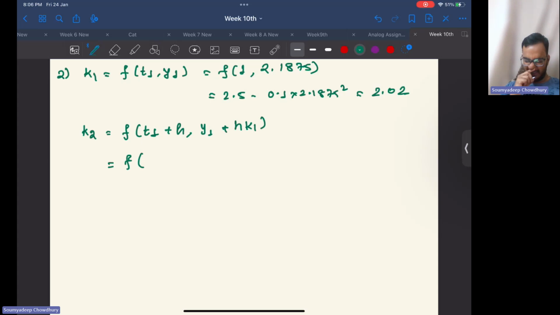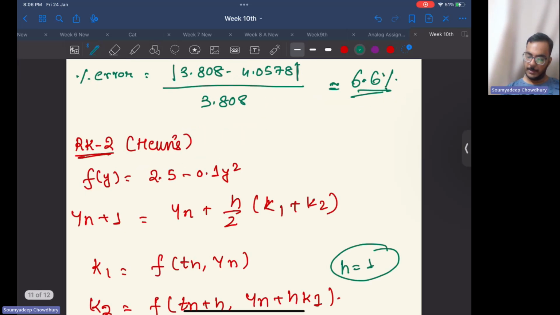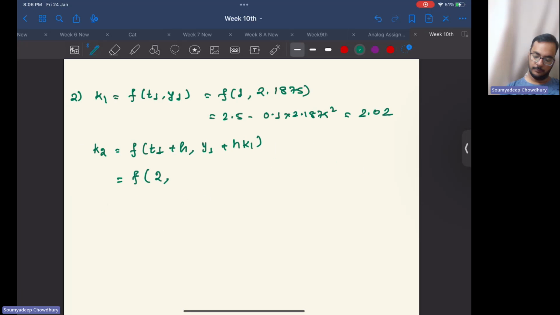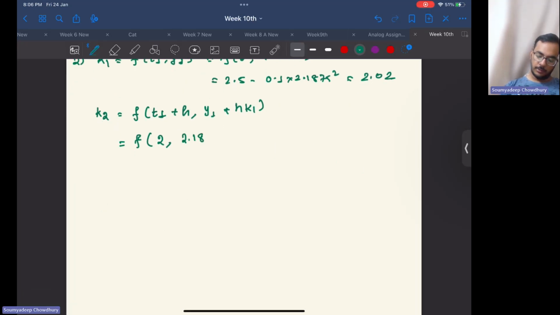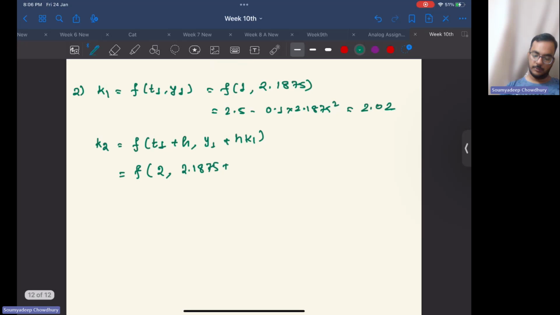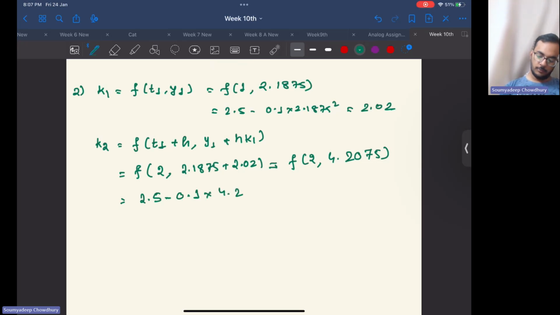t1 is how much? 1, 1 plus 1 is 2, comma y1, that is y of 1. What is y of 1? We got 2.1875. 2.1875 plus h into k1, plus 2.02, that is 4.2075. So f of 2 comma 4.2075 gives me 2.5 minus 0.1 into 4.2075.